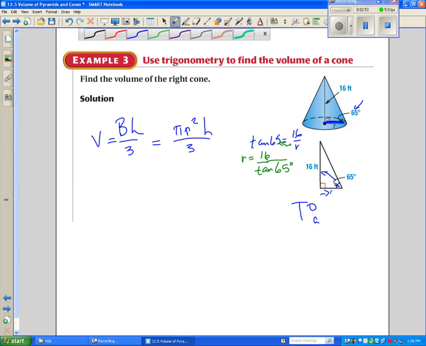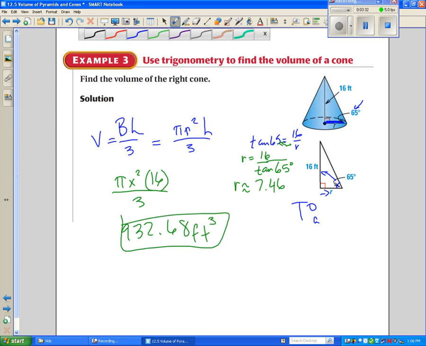Make sure I'm in degree mode, which I am. 16 divided by tan 65. Let's go ahead and get that. We get r is roughly equal to 7.46. I'm going to store this into x in my calculator, and then I'm just going to write x in my formula because it makes it a lot simpler for me. Like I said, I stored this value for r into x. Then I just have to type pi x squared times 16 divided by 3, and I get 932.68. And this is in feet, and it's cubed.